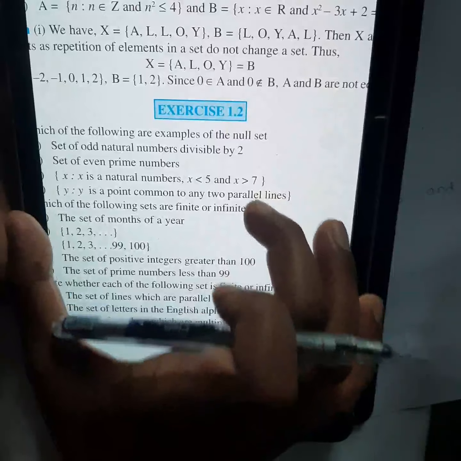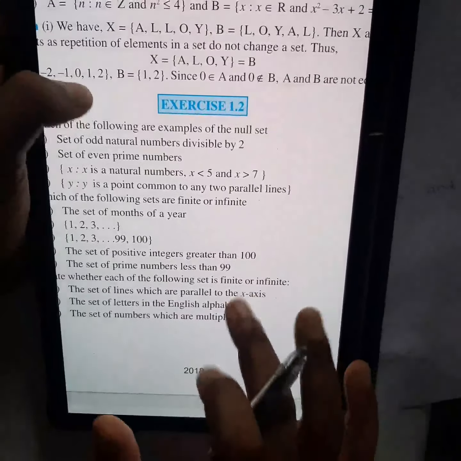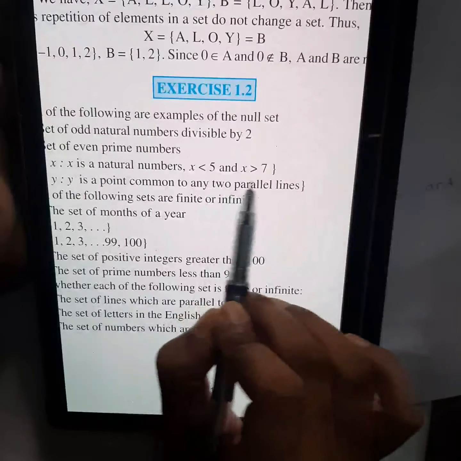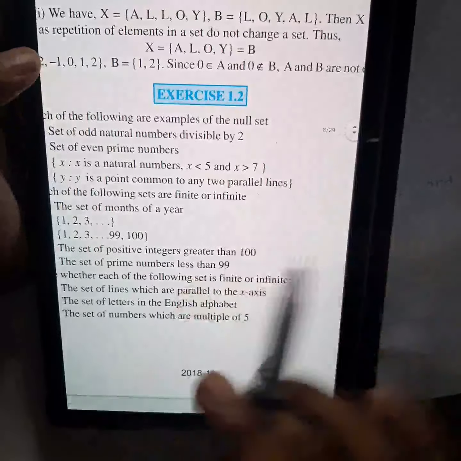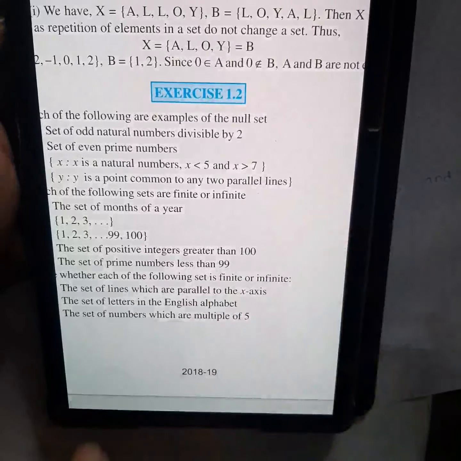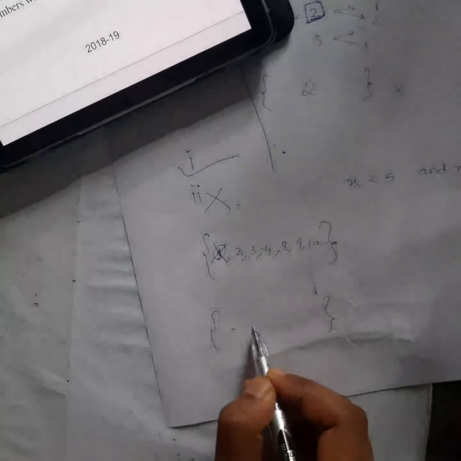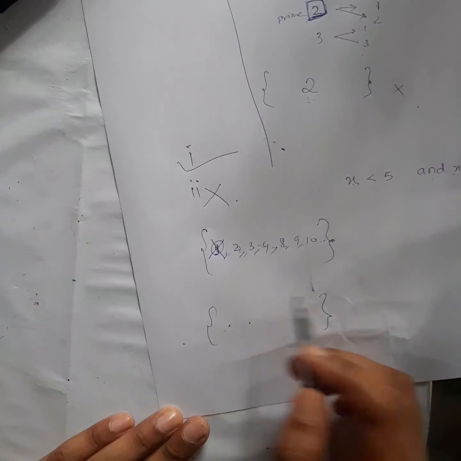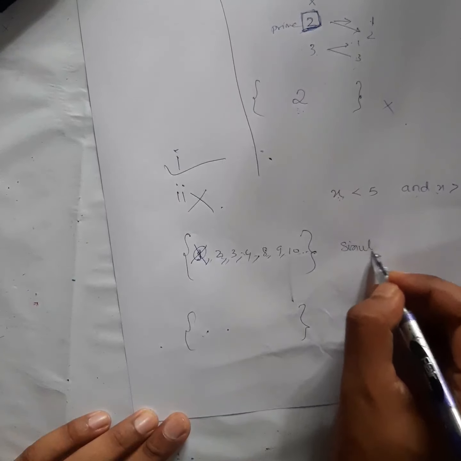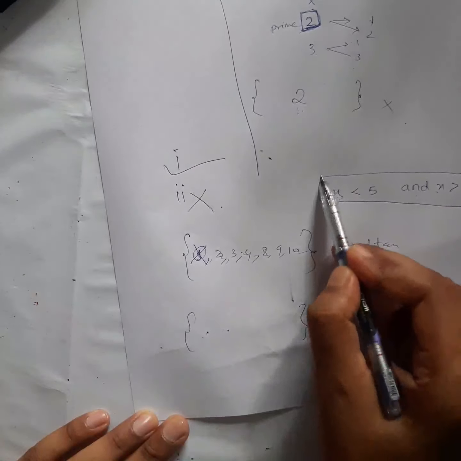Now if they stop here, it should not be a null set. On the back side you will see it is written null set. I hope you have understood. It should be simultaneously. What they want to say here is x less than 5 and also x greater than 7. That kind of natural number you have to write. Can you have numbers which are less than 5 and also greater than 7? Not possible, right? You cannot get that kind of element. So they have missed out the word simultaneously here. Means at the same time this condition must be satisfied, not separately.